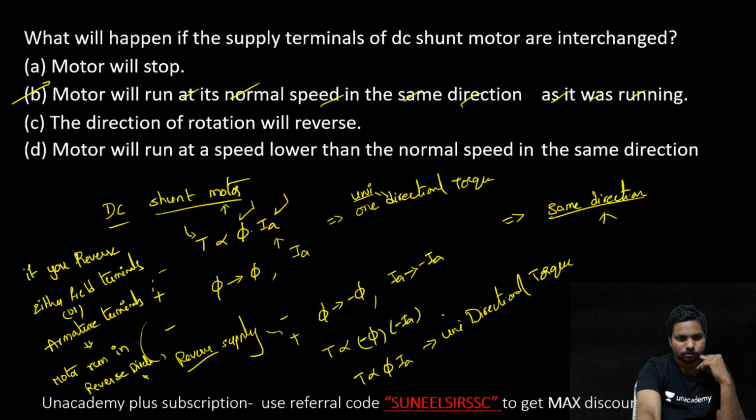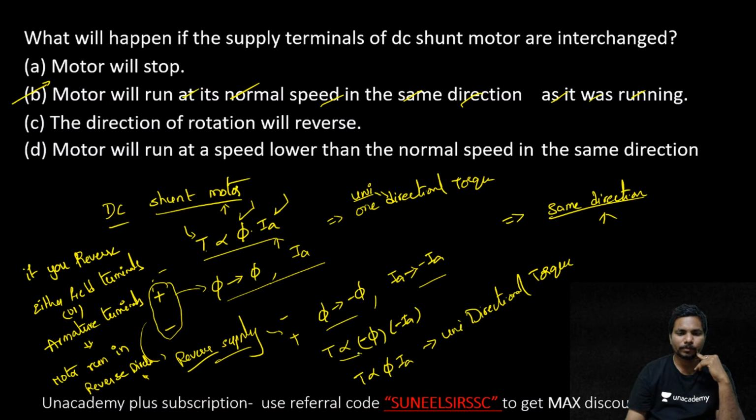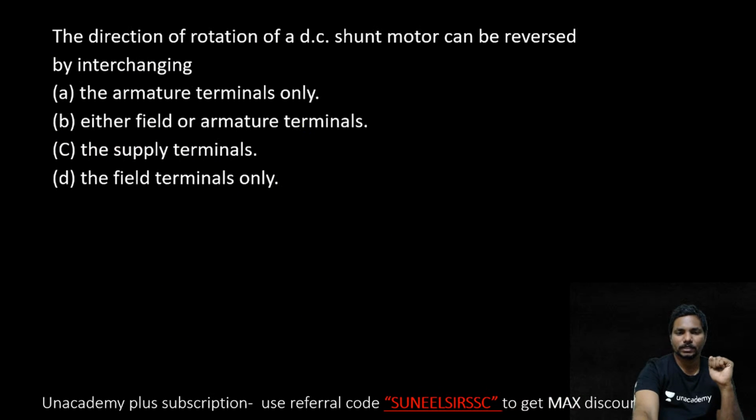Just now, yes, here: torque is proportional to phi into Ia. Here, if the supply is positive or negative, let us take positive. If you reverse the supply, both become negative, then torque becomes negative, that means again positive. So you are getting the same unidirection. So if you change the supply, you may not reverse it. But if you reverse either the field terminals or the armature terminals, then the motor will get reversed direction. I have already explained that one.